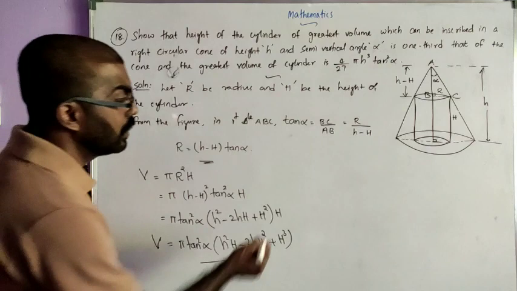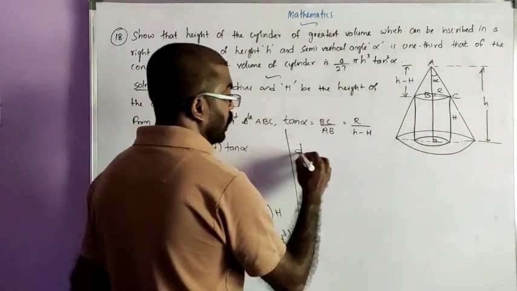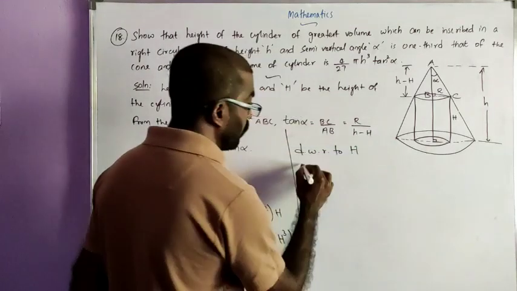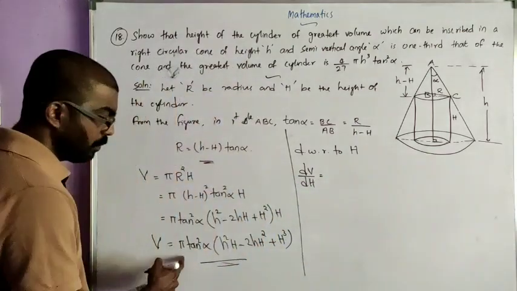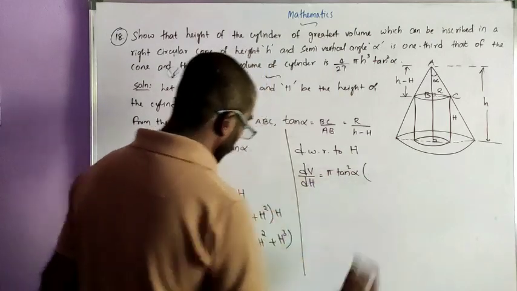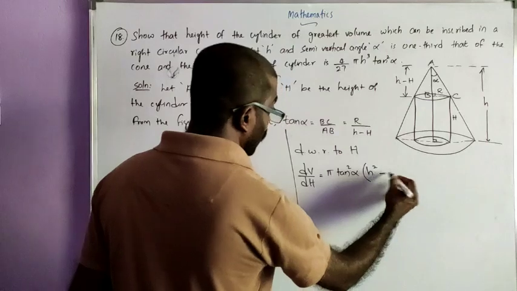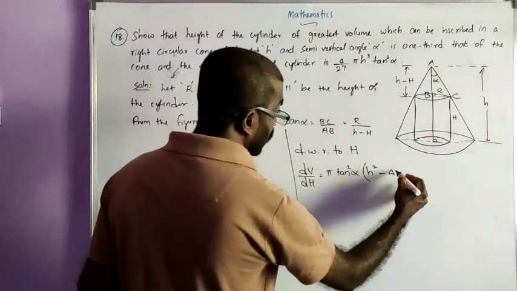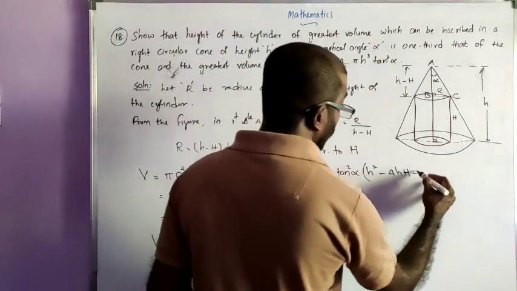Now we can find the first derivative and second derivative. Here we are going to differentiate with respect to capital H. So dV by dH equal to pi tan square alpha into h square into 1, then minus 2 times 2 is 4, H square derivative 2H, so 4hH, then plus H cube, derivative 3H square.